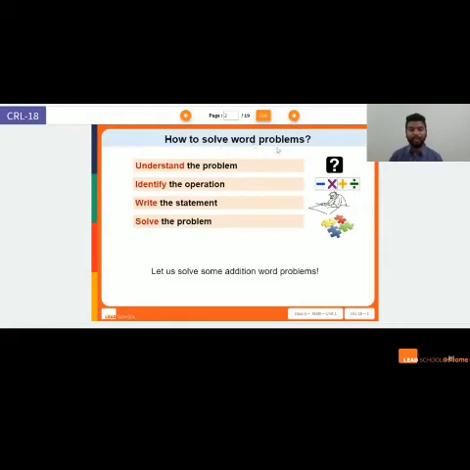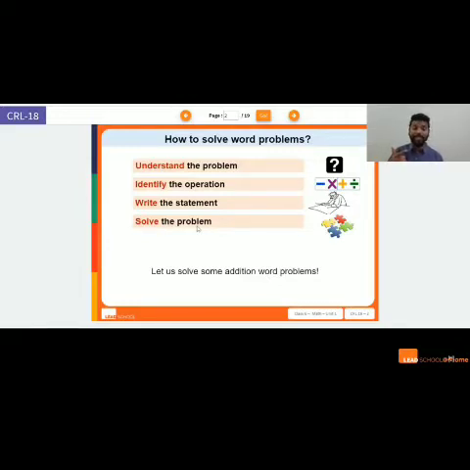How to solve word problems? Understand the problem, identify the operation, write the statement, solve the problem. Okay, so there are four primary steps. Step 1, I will understand the problem. I will quickly make a note about what is given and what they are asking about. Second, I will identify the operation. I will quickly think, use my logical reasoning, and then identify what operation would best suit this problem. Third step is write the statement.